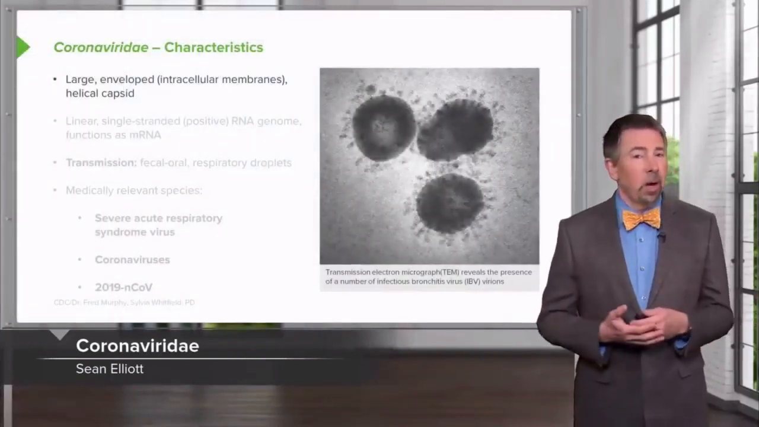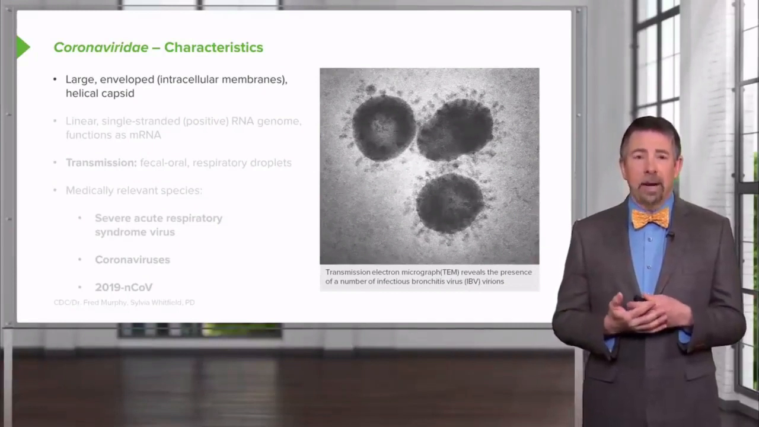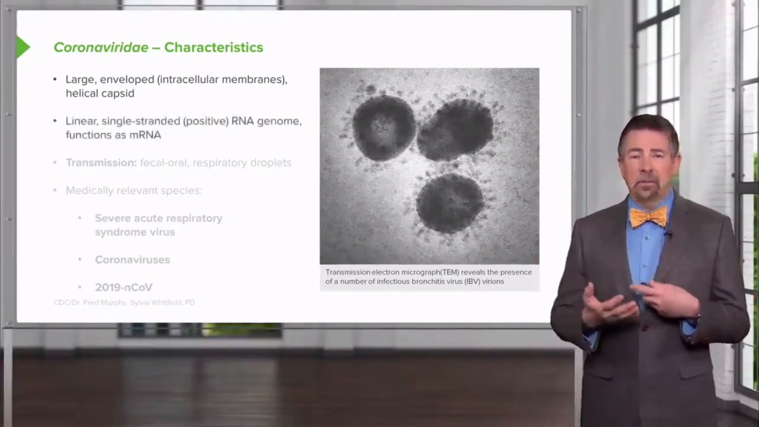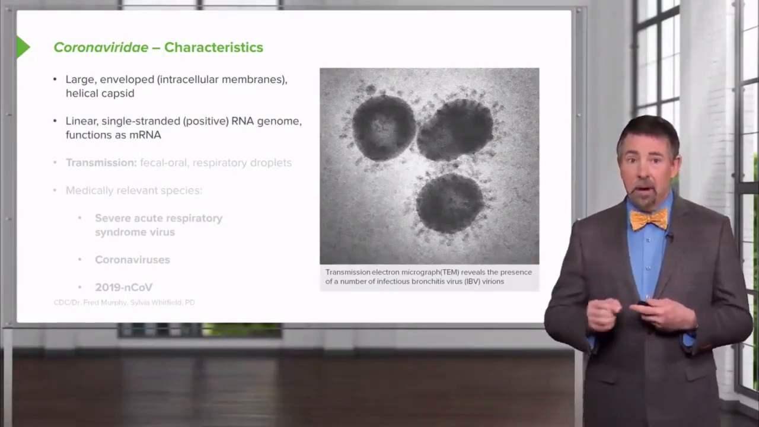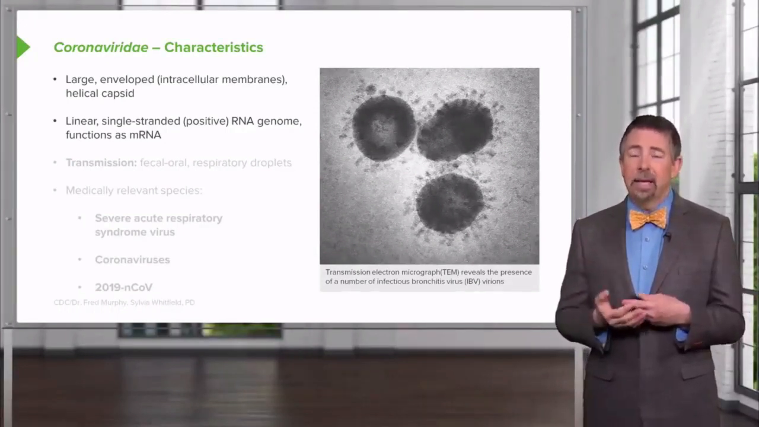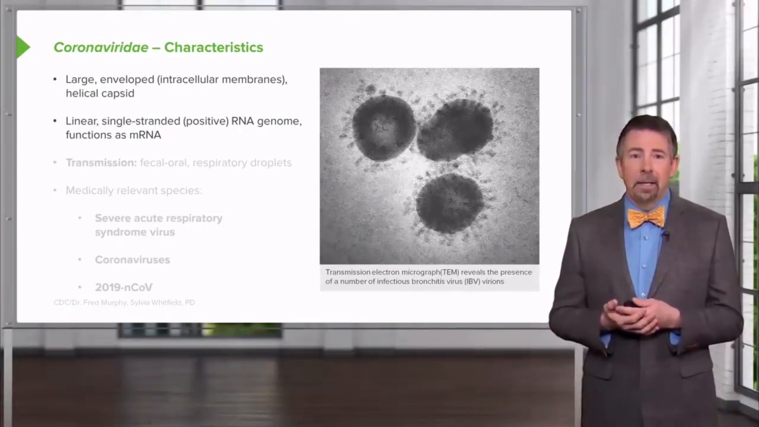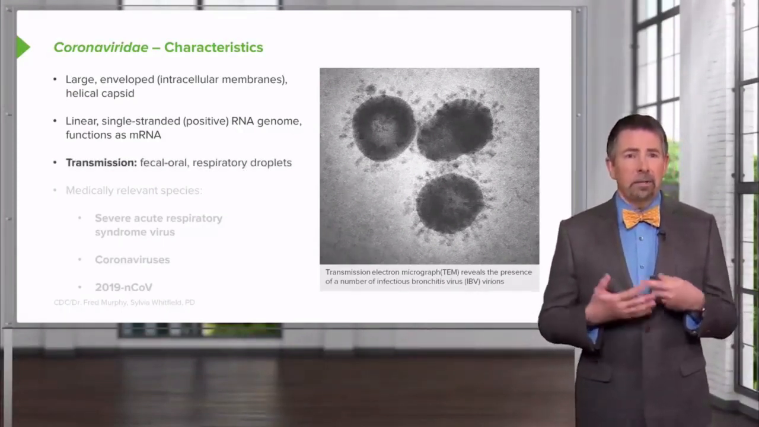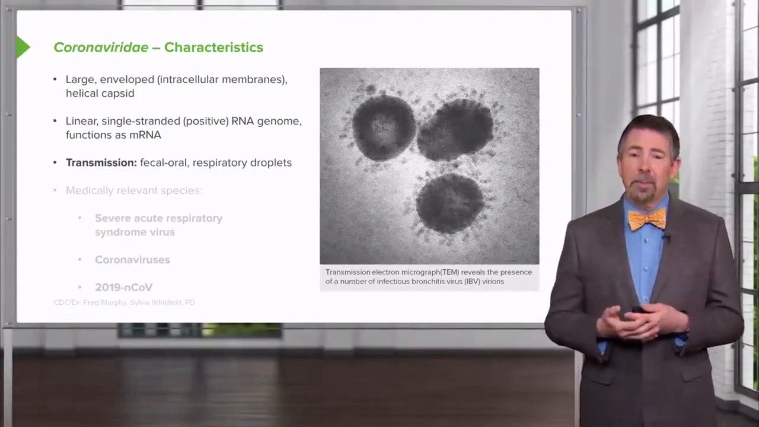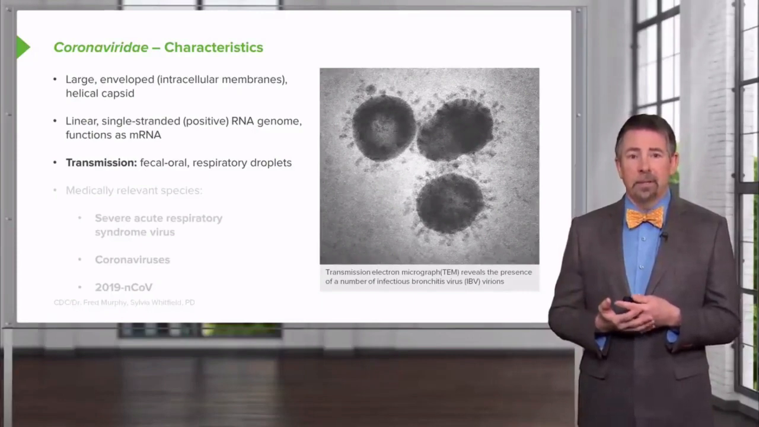Coronaviridae are large, enveloped viruses with an intracellular membrane and a helical capsid. They have a linear, single-strand, positive sense RNA genome. So again, as a positive sense RNA, their genome can function as a messenger RNA. Transmission of these viruses is fecal-oral, but also sometimes by respiratory droplet, especially for upper respiratory type illnesses.